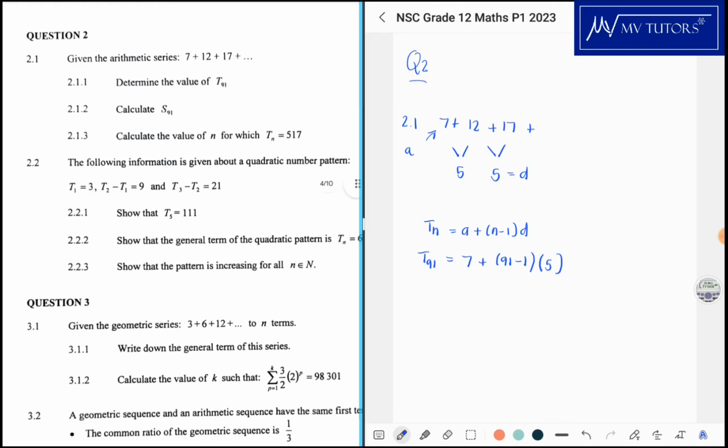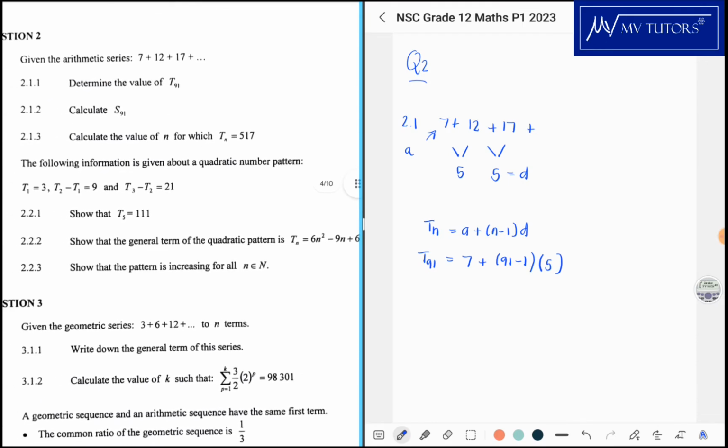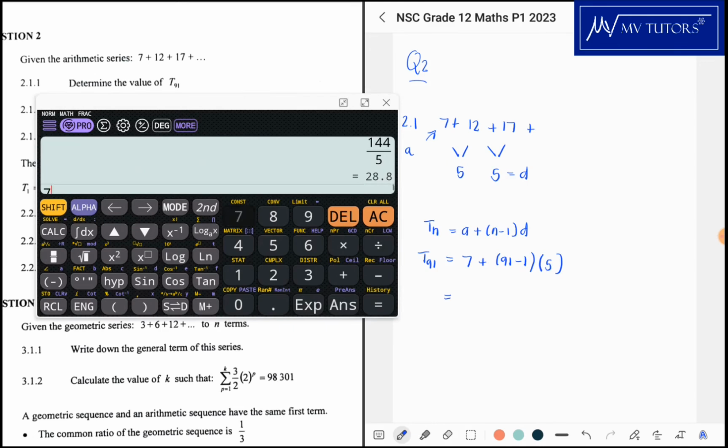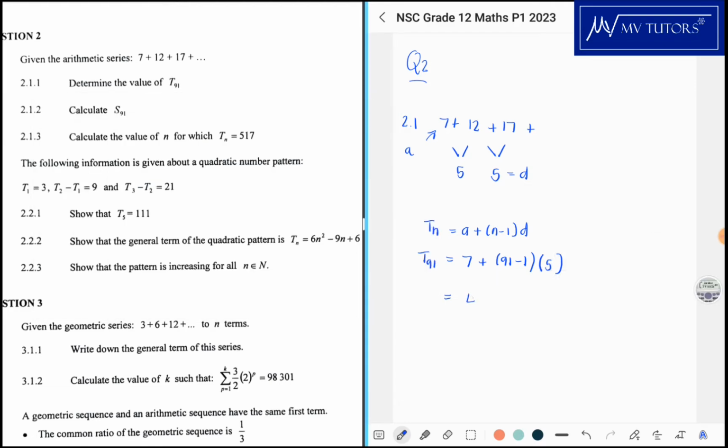Okay, how many marks were allocated? 3 marks. Yeah, so you can just definitely put everything there. Then we can use our calculator and we say 7 plus 91 minus 1. I know it's 90, but yeah, you can put it as it is or just already put the 90 instead of 91 minus 1. So our answer then for the 91st term is 457. Okay, so we've answered the question there.